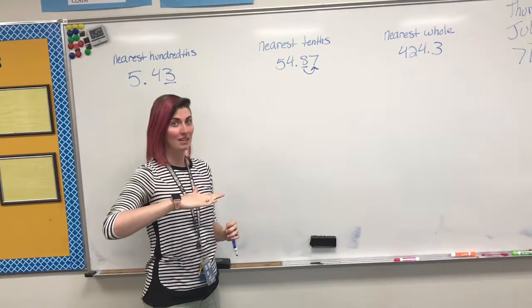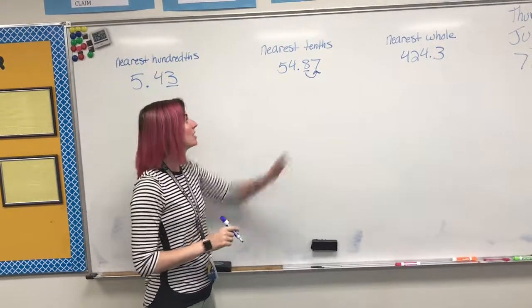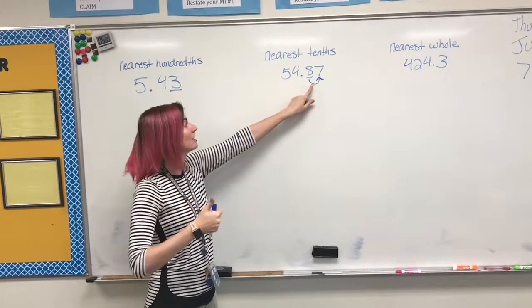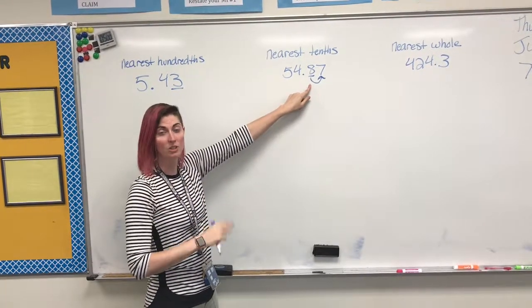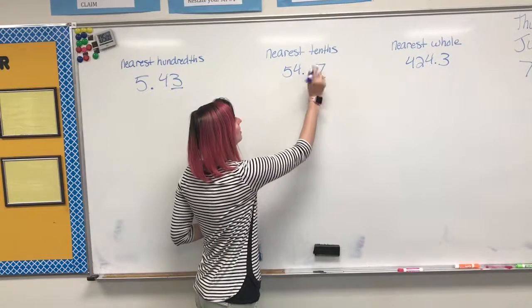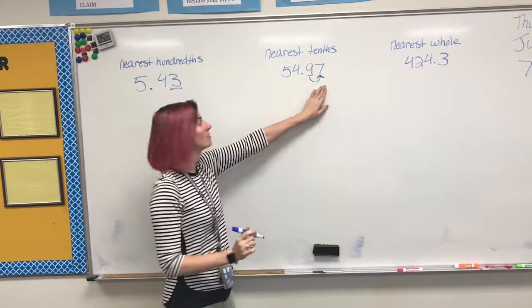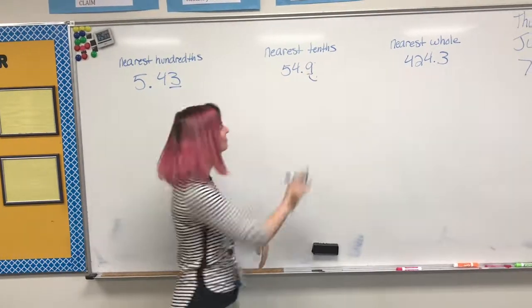4 or less, let it rest. 5 or more, let it soar. 7 is 5 or more, so this 8 is going to soar. It's going to turn into a 9. We use the 7, and we lose it.